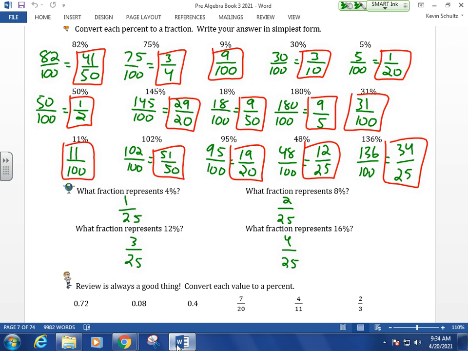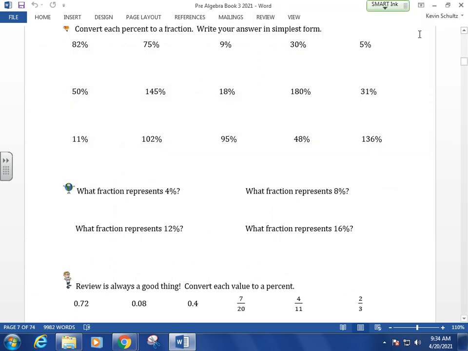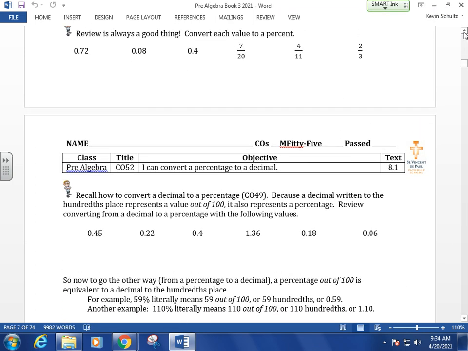Then the review section down at the bottom. Kind of going back over 49 and 50, converting to a percent. 0.72 is 72%. 0.08 is 8%. 0.4 is 40%. Make sure you have that 40% and not 4%, right? That 0 matters. We have to write it when it's 0.08. It's there, but we don't have to write it in 0.40, but it is still 40%.